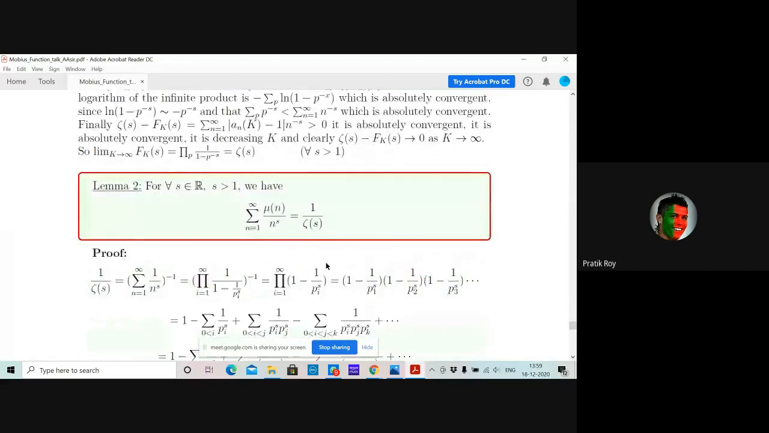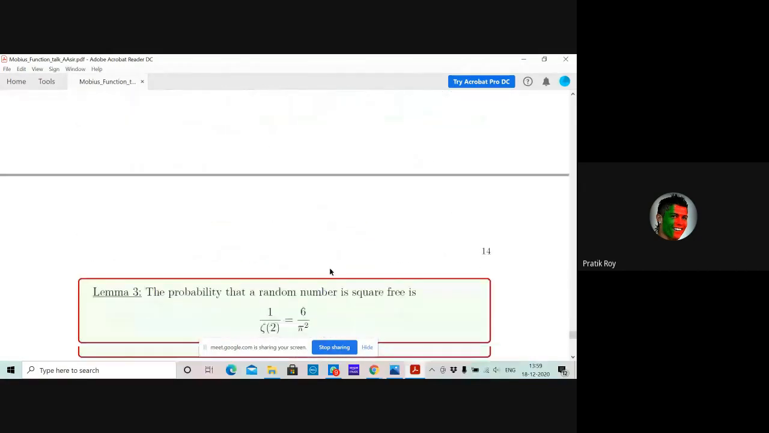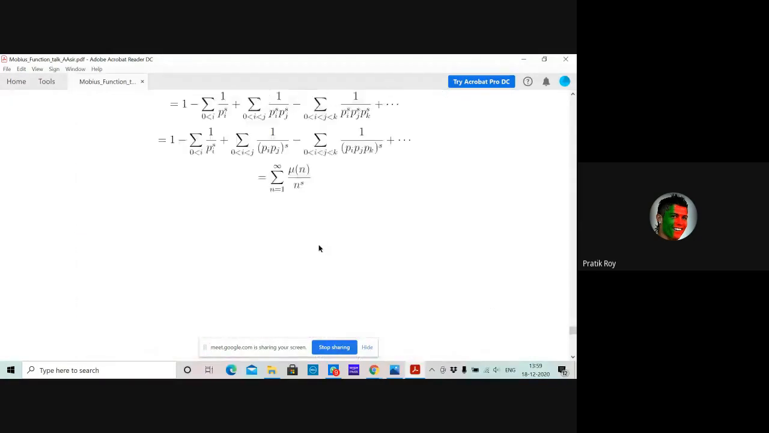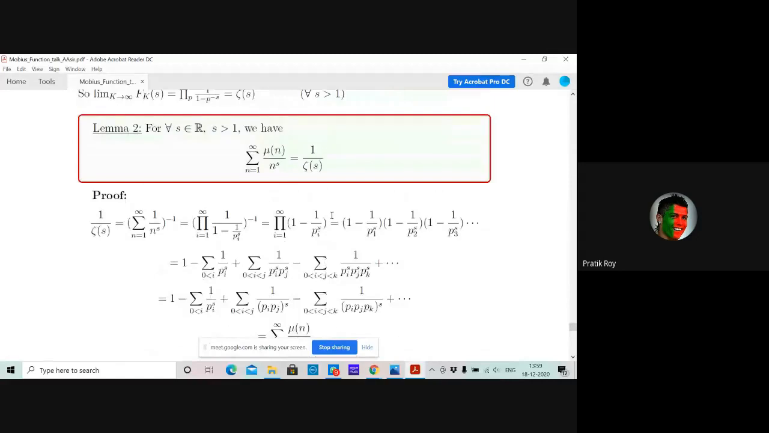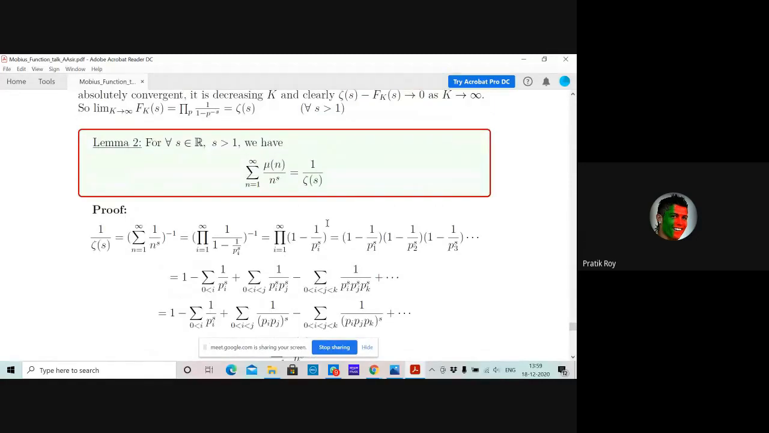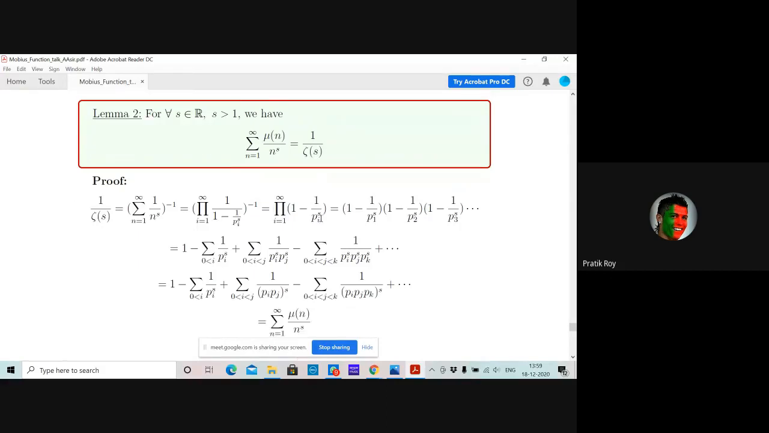Okay, now the last part I am just going over quickly, and I'm skipping this part because I would otherwise miss the main part. So here I am proving that 1 by zeta(s) is just the summation for n equal to 1 to infinity of mu(n) by n to the power s.